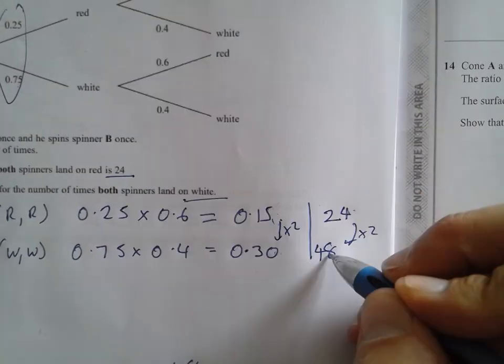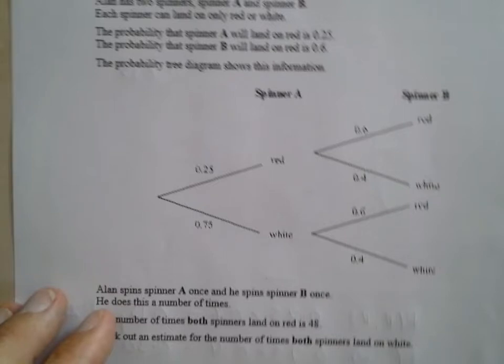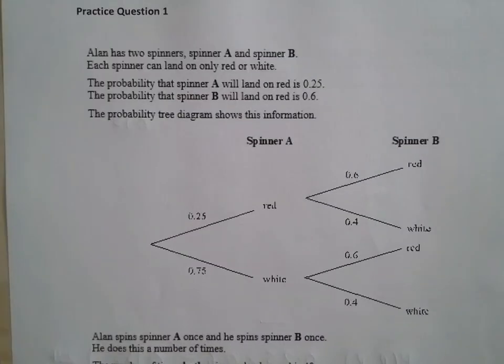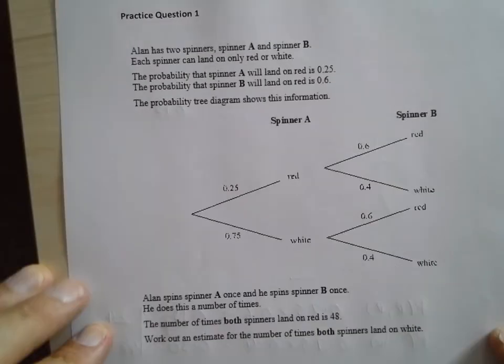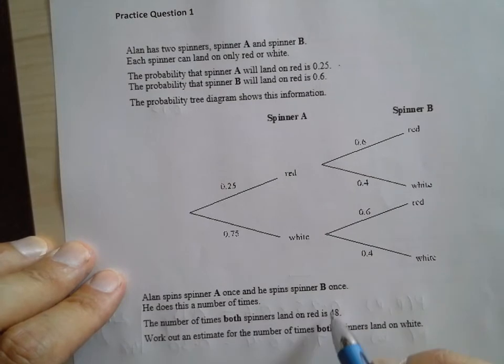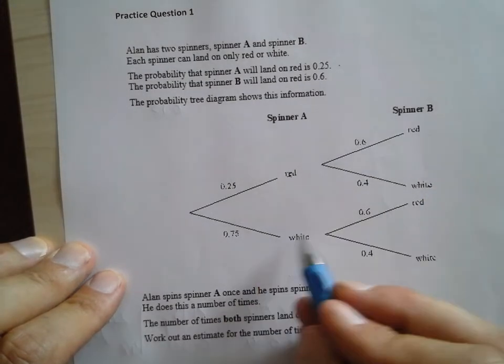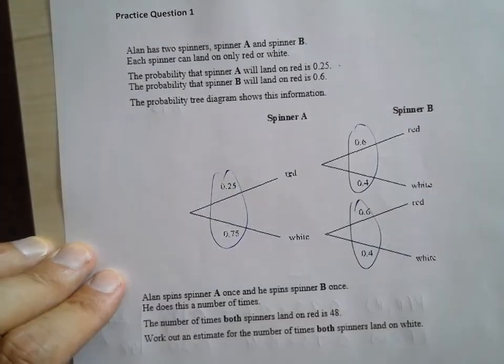Right, your actual question 1, practice question. Read it. Try it. Right, again it's spinner A, spinner B. Red, red, red, white, white, red, white, white. That adds up to 1, that adds up to 1, that adds up to 1. So it's correctly drawn. The probability of reds, both spinners, is 48.